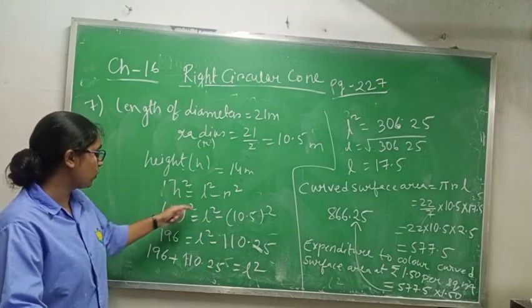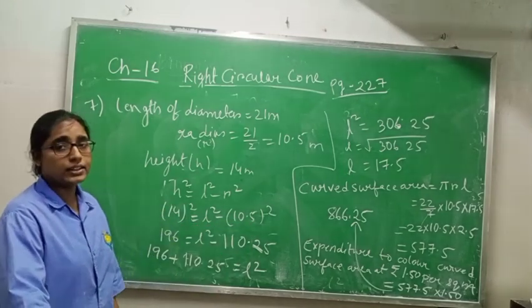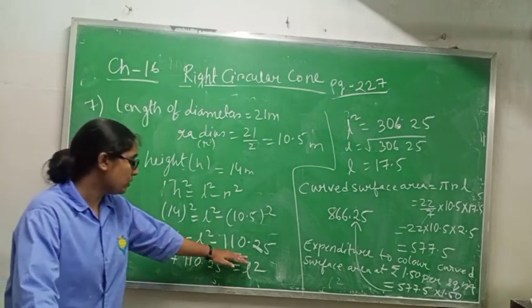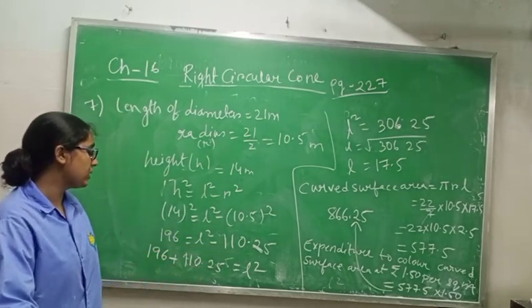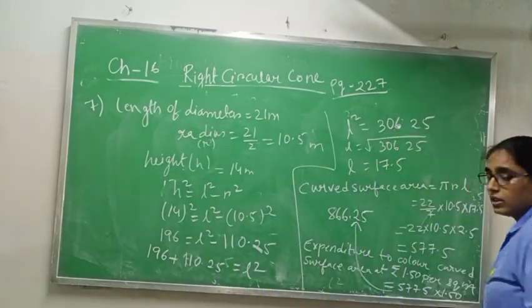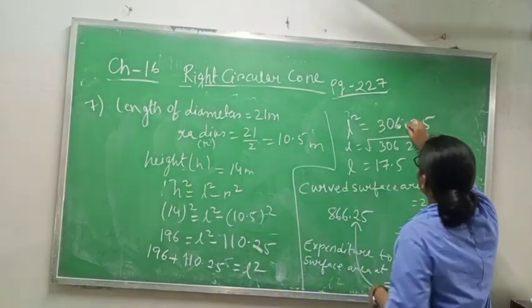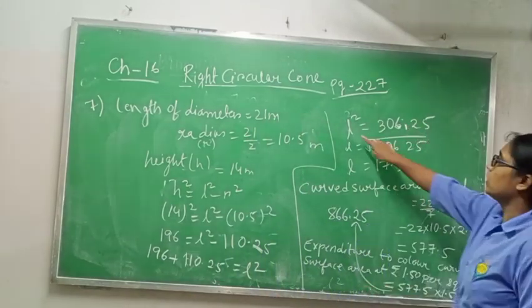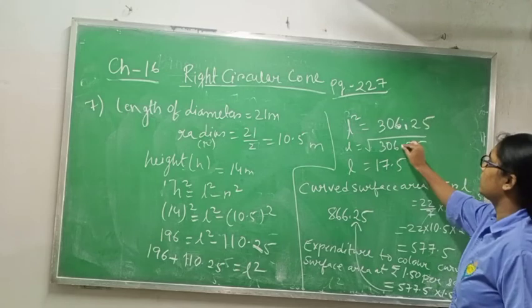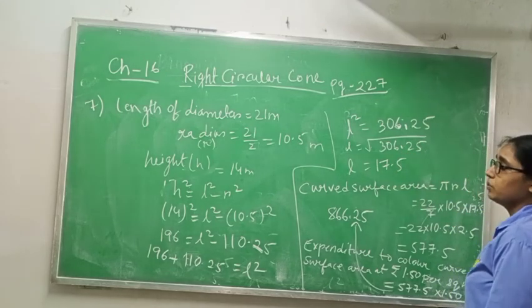So 14 square will give you 196, and 10.5 square will give you 110.25. Now this minus 110.25 will come to this side and become plus, and you will get 306.25. Now the square will become 306.25 and it will give you l as root of 306.25, which is 17.5.